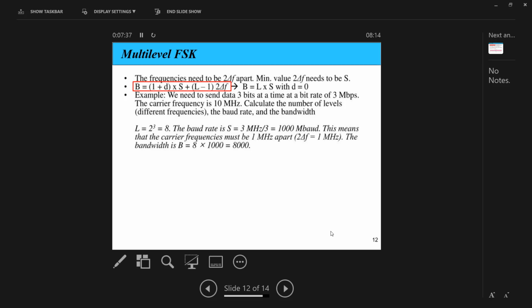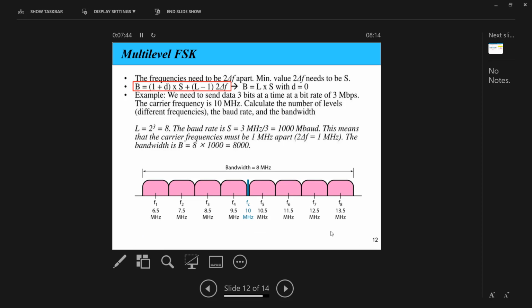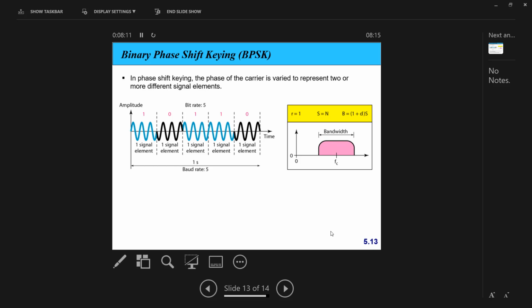So not 8000, it will be 8 meg. And this is correct in the figure. Bandwidth will be 8 mega. Central carrier frequency will be at 10 megahertz for the different 8 levels. Okay? Any questions? Okay.